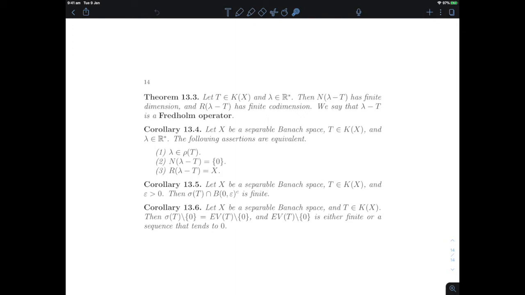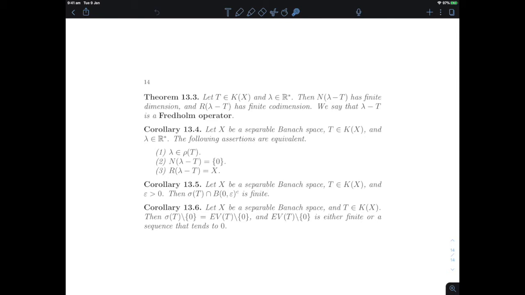And last but not least, we'll get corollary 13.6, a big part of what formed the proof of the spectral theorem in Hilbert spaces, namely the fact that the spectrum of compact operators away from zero can only be made of eigenvalues, and this set of eigenvalues is either finite, or if it's a sequence, that sequence tends to zero. So we will prove all of that, lifting our results from Hilbert space theory back in chapter 3 to at least separable Banach spaces in this chapter. And the key thing to do first is to prove theorem 13.3.